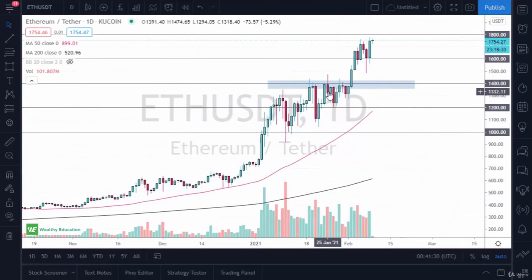Notice this shooting star-like candlestick. That's technically a sell signal. But look at how bullish we were. You don't want to try to fight all of this. That just tells you, hey, maybe take profits. Maybe move your stop loss up.